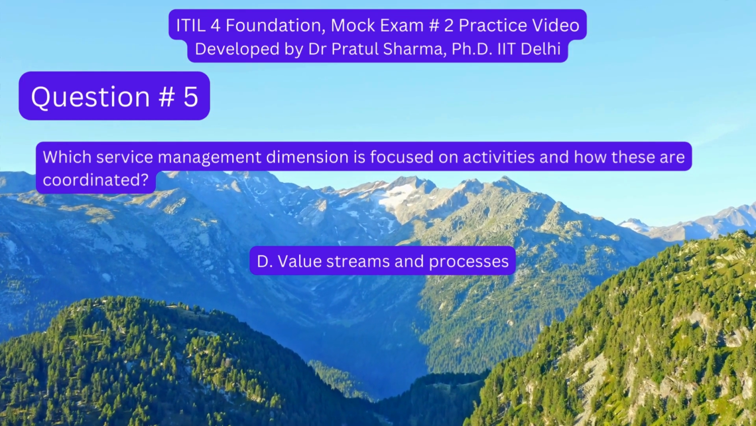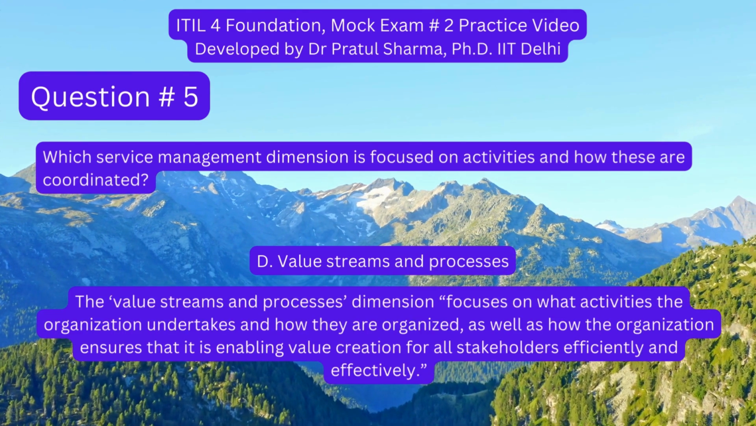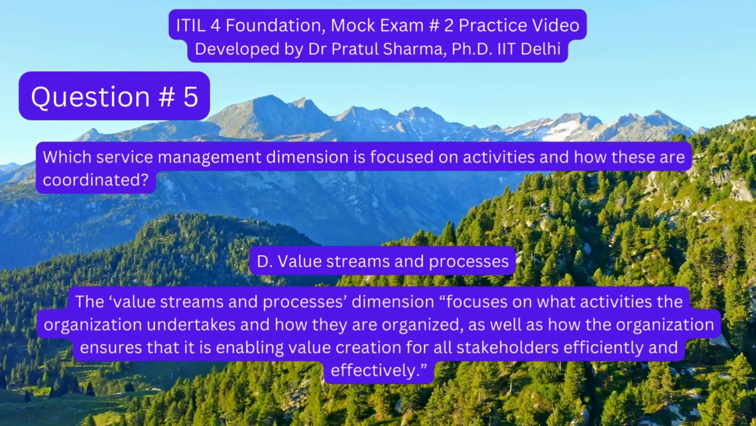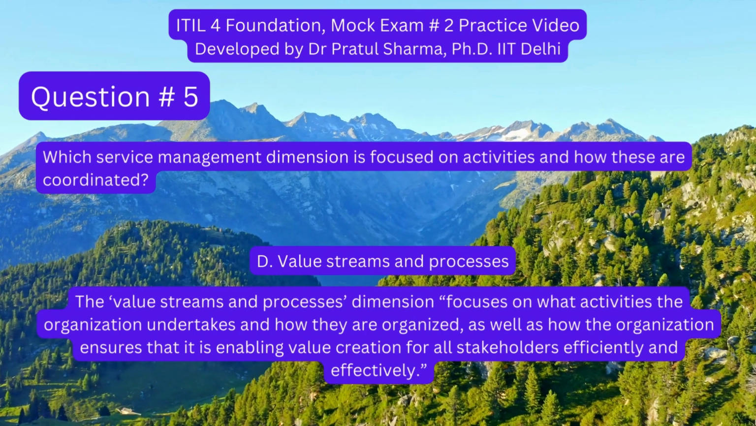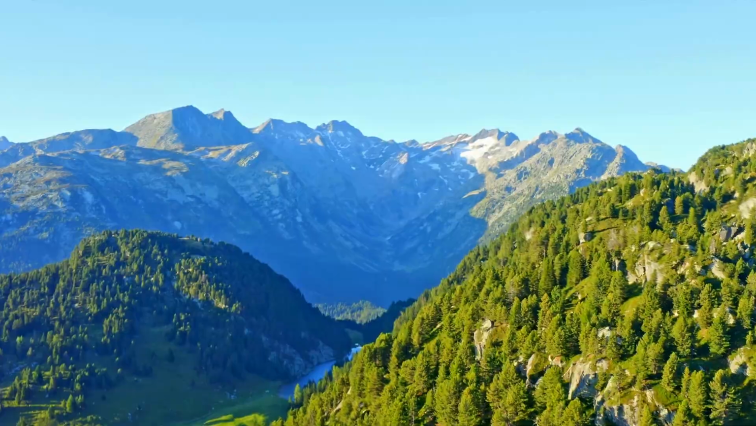D. Value streams and processes. The value streams and processes dimension focuses on what activities the organization undertakes and how they are organized, as well as how the organization ensures that it is enabling value creation for all stakeholders efficiently and effectively.